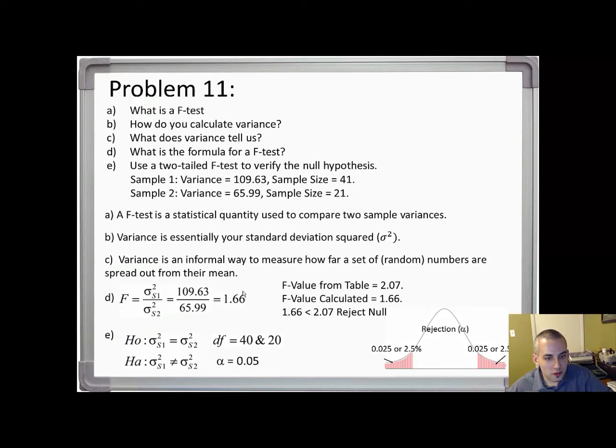Okay, so we got our value of 1.66. In this case, we want to calculate a critical F value, and we're going to need the degrees of freedom and a significance level. In our case, we'll go with the standard 0.05. Degrees of freedom, 41 minus 1 is 40, and then 21 minus 1 is 20. And essentially what I'm doing, once again, is I go to an F value table. I find a value of 2.07. 1.66, our value calculated, is less than 2.07. In our case, we are going to reject the null.